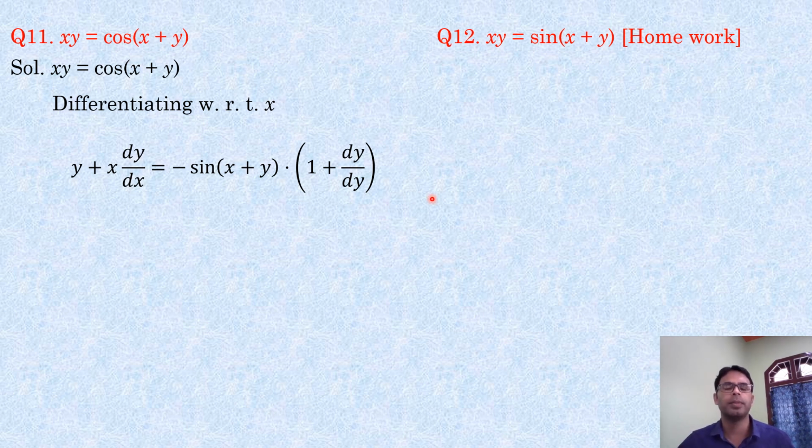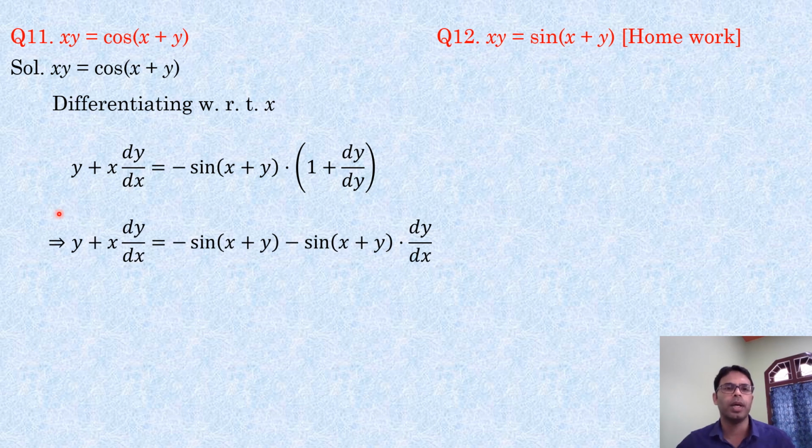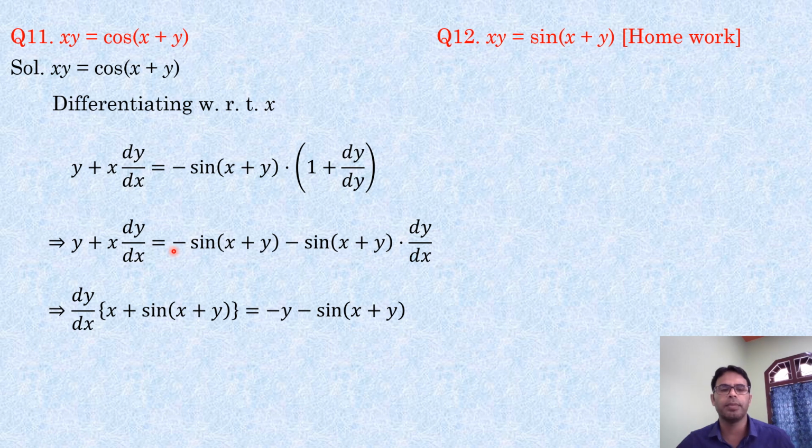Then complete the product and shift the dy/dx term to the left-hand side. So y plus x dy/dx is equal to minus sin(x plus y), then minus sin(x plus y) into dy/dx. Then the dy/dx terms are shifted to the left, taking dy/dx common. From here x will be there, and this term becomes positive because it is negative on the right-hand side, so on the left-hand side, positive sin(x plus y) is equal to this y shifted to the right.